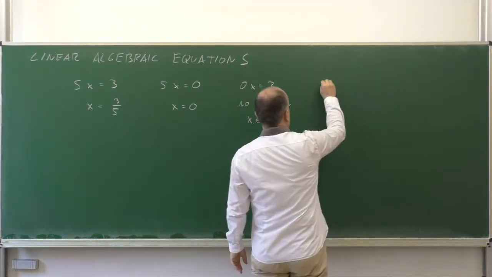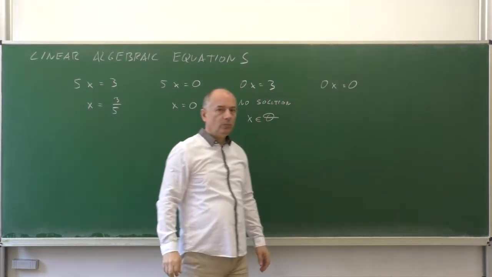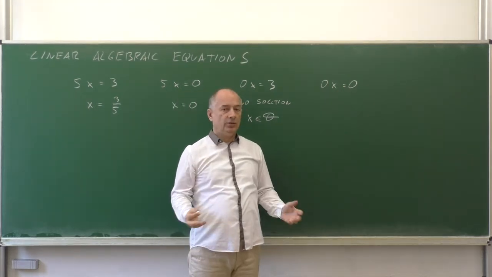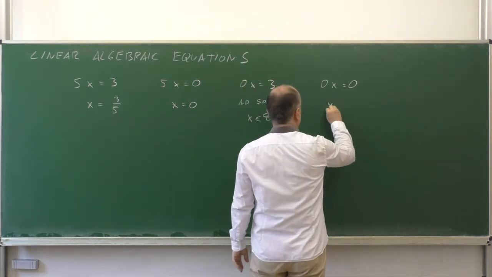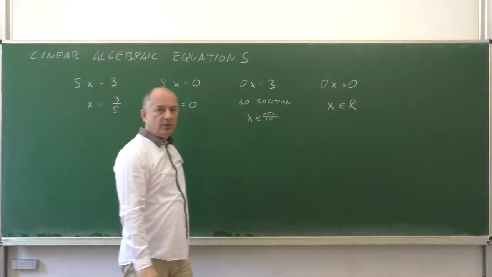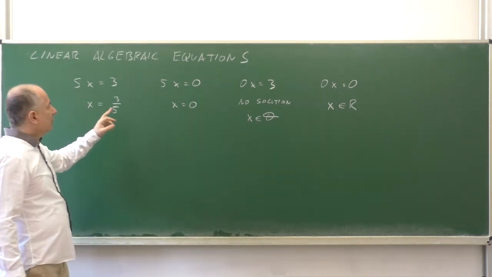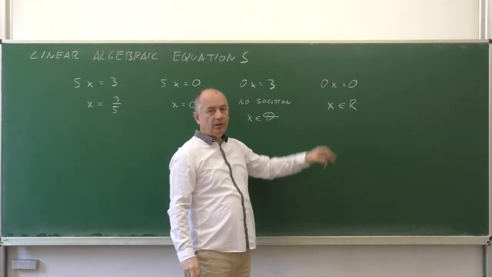And also, we can have a case 0x is 0. This time we have 0 on the left, 0 on the right, and this is true for any real x. So we have infinitely many solutions, and x may be any real number. So we can have one solution, no solution, or infinitely many solutions.